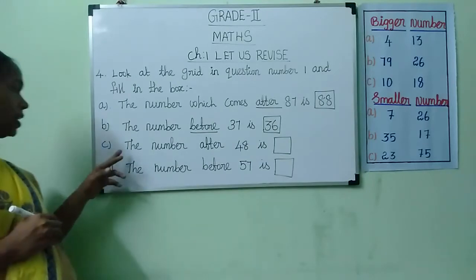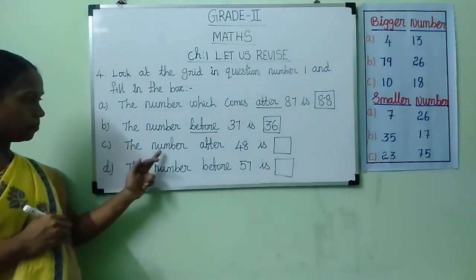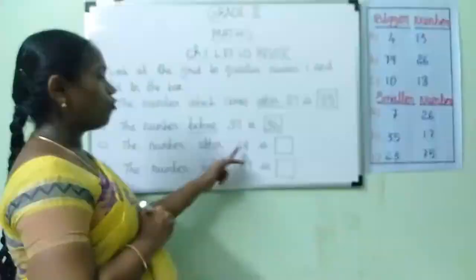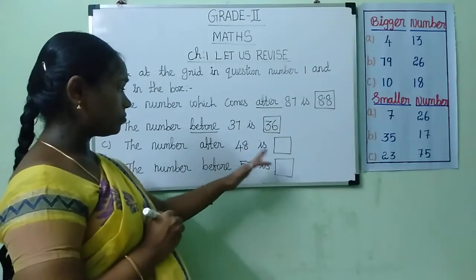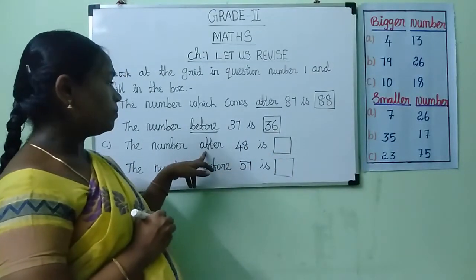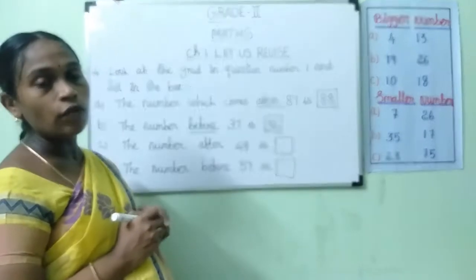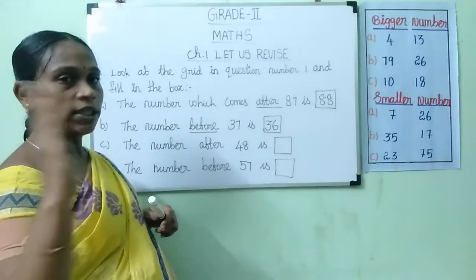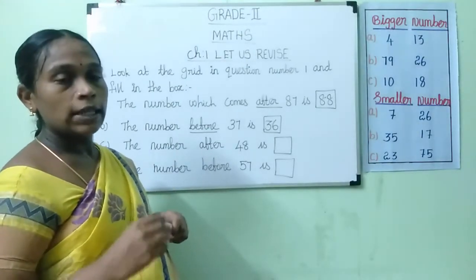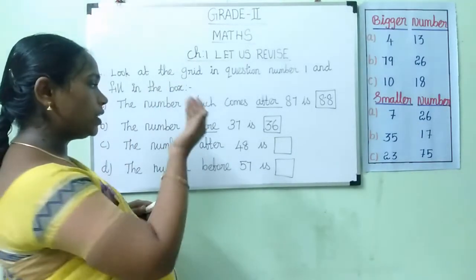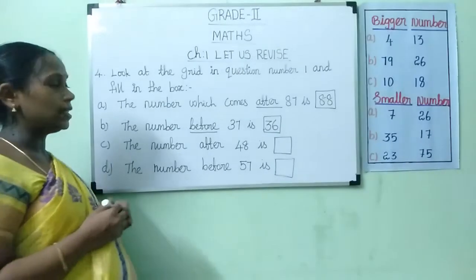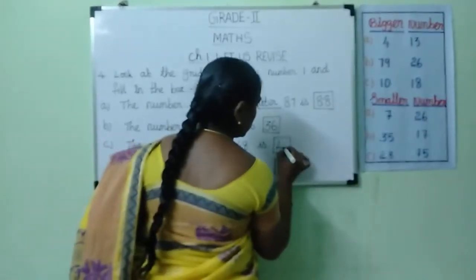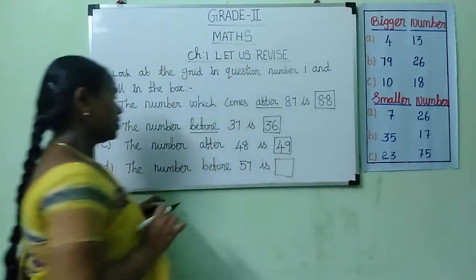The next one. The number after 48 is dash. What will come after 48? After 48 means 48, after 8 comes 9. So after 48 is 49. You should write in this box 49.